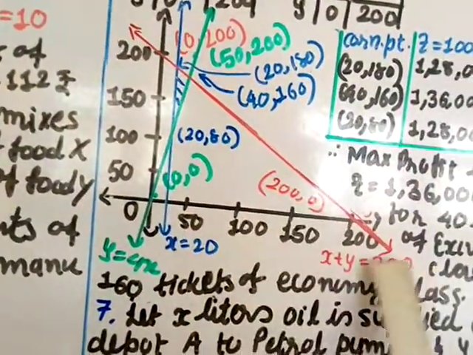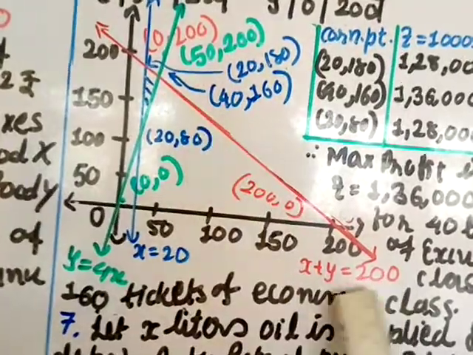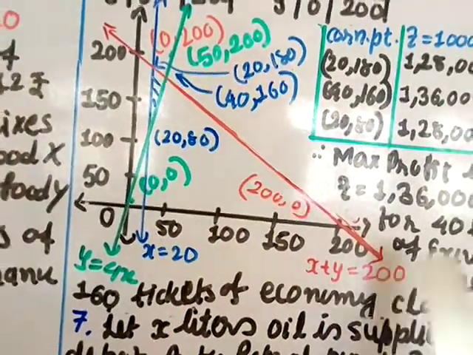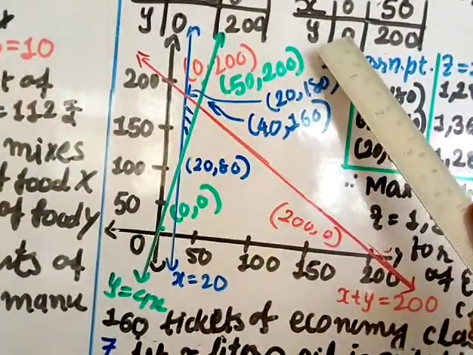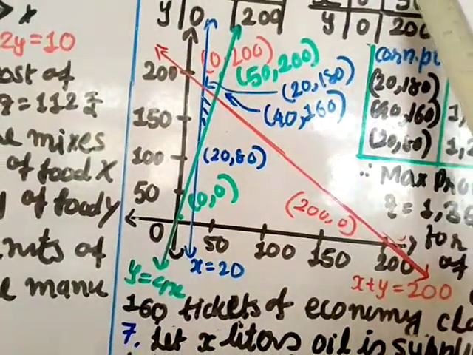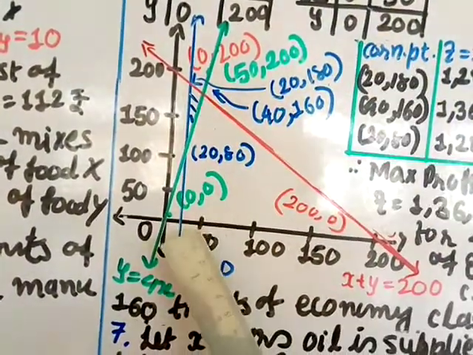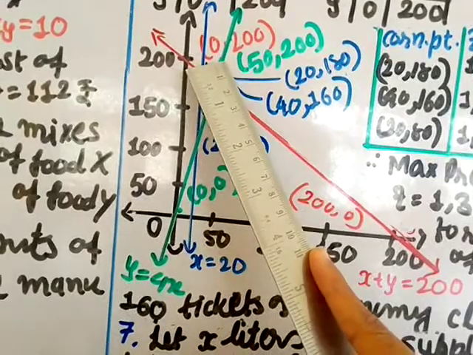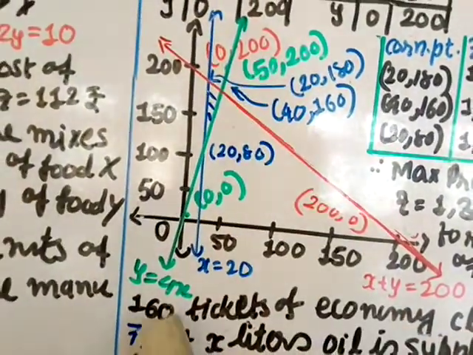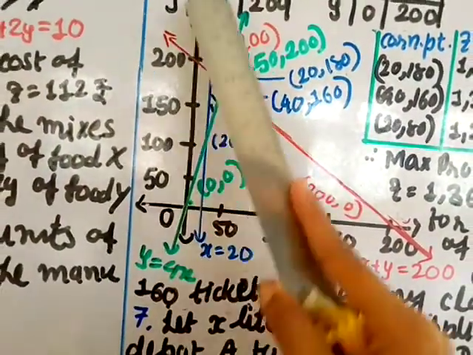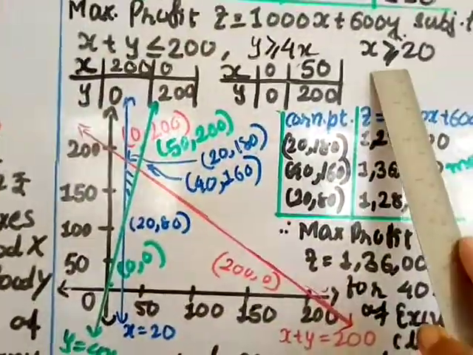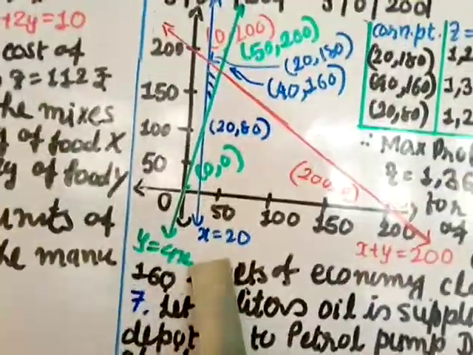So draw this line, which I have drawn in red color: x plus y is equal to 200. And for this, when x is equal to 0, y also is 0, that is this point, and when x is 50, y is 200, somewhere here. Draw this green line, and I have written y is equal to 4x. And this line is x equal to 20 from here. I have written here, x is equal to 20.